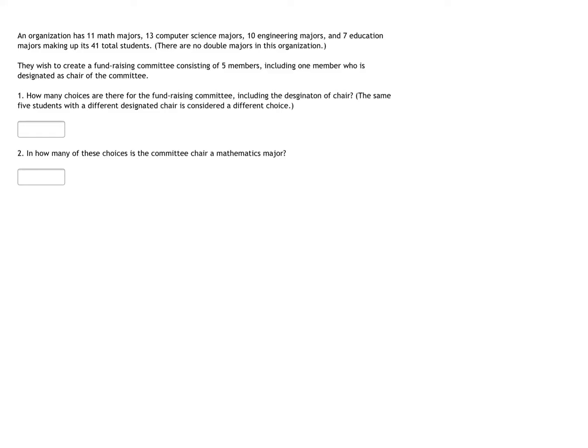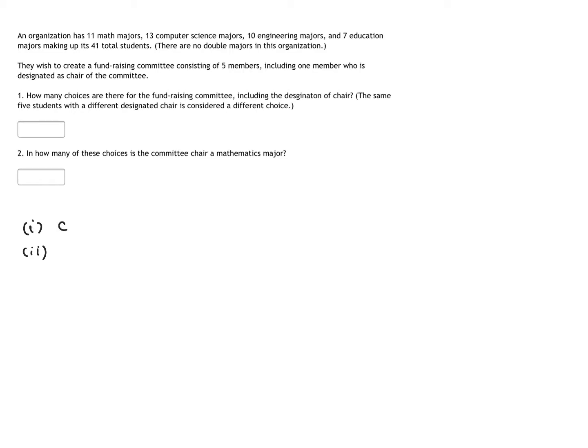In this problem, we can see the benefit of thinking of more than one way to do a problem. In number one, we're trying to form a fundraising committee of 5 members, and we want to not only elect or choose the members of the committee, but we also want to designate one person as the chair.